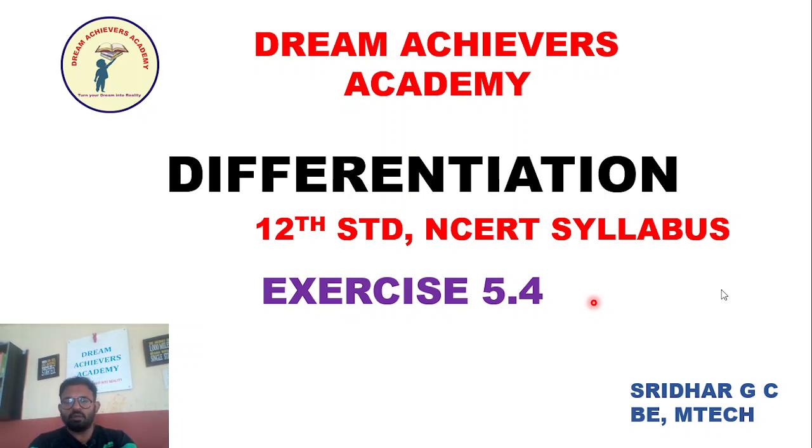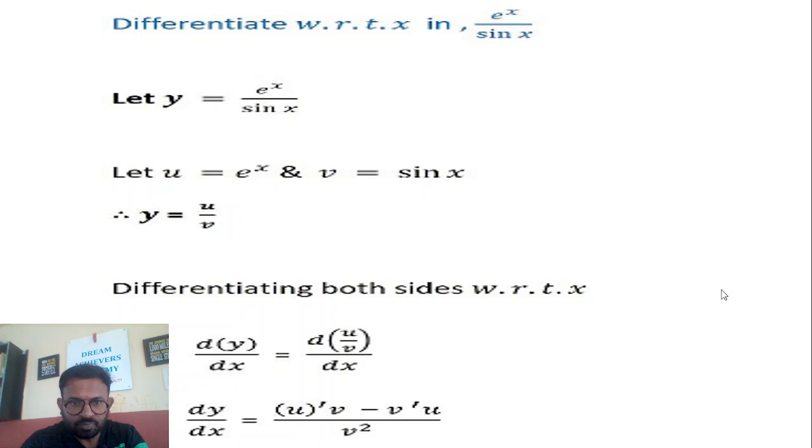So let me continue with the differentiation of exercise 5.4. Many students were asking for differentiation, so I'm starting this one. As I did in the earlier classes of exercise 5.3 and 5.2, let me continue with 5.4. As we know, we should be using the quotient rule and product rule.